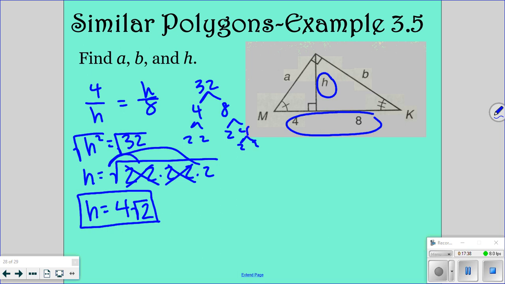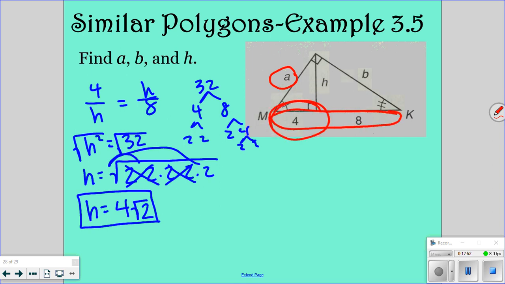Now we're going to find A using geometric mean. So A is the geometric mean of the whole hypotenuse and the part of the hypotenuse that is closest to it. So when we set up our ratios, A is the geometric mean, the whole hypotenuse is 12, and the part that's closest to it is 4. So that's how that works. And so A squared equals 48.